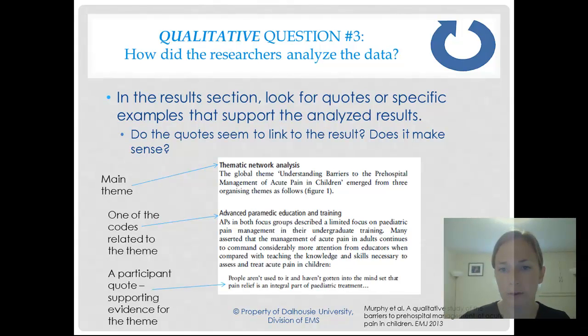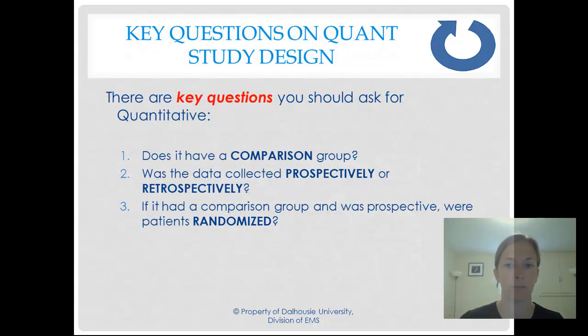So when you're looking through the results section of your research article, take a look for quotes or specific examples that support the analyzed results. This will often appear in research publications. So you will see there that in this example that we pulled out, thematic network analysis was a main theme, and that one of the codes that the researchers found that related to that theme was called Advanced Paramedic Education and Training. And then you'll see on the bottom that they provided a quote where one of the participants said something that supported that theme. So it would be from the participant's voice that the codes are derived, and then those codes were lumped into particular themes in this research method here.